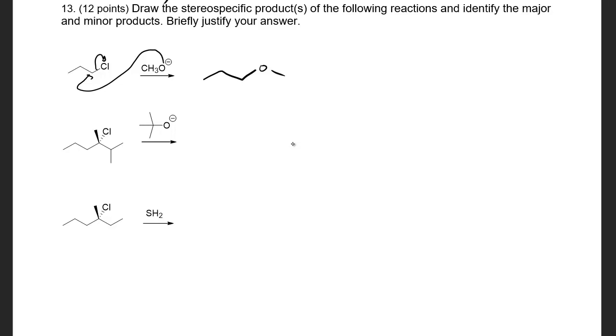We also have a minor E2 product with this. So we're also going to have some of that. And again, just based on the table, here we have a primary substrate, here we have a strong base and strong nucleophile, and based on the table, that is what the resulting products would be. Here's the SN2 product, and here is the E2 product.